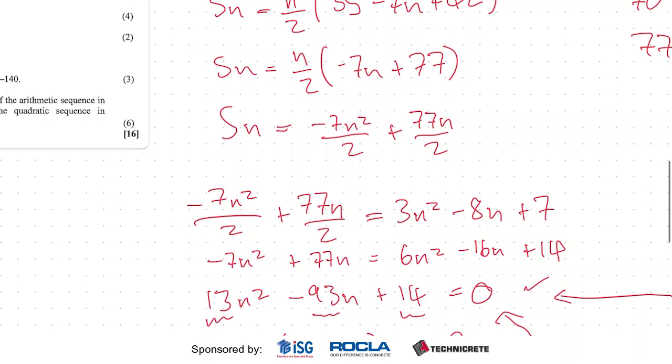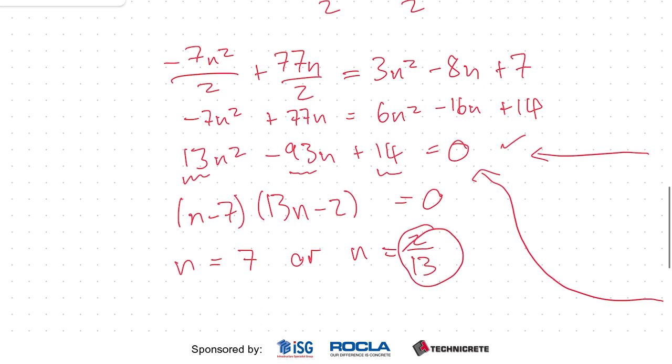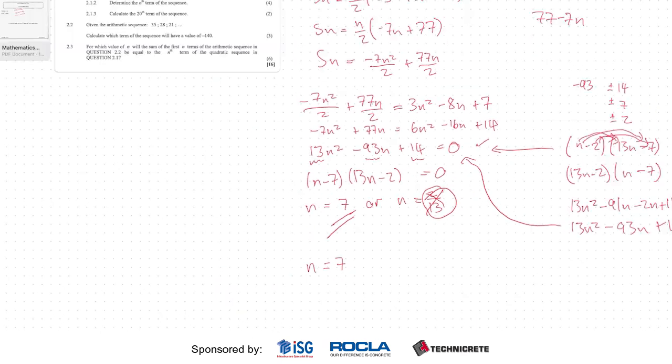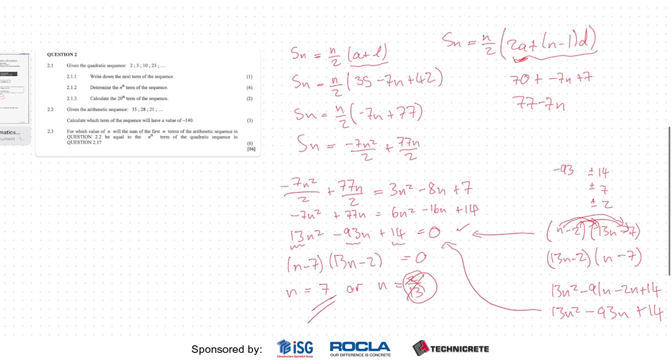Now we must remember we're trying to figure out a term in the series. So you can't have a term that's a fraction. This is just wrong. So the answer is actually 7. Your final answer is n equals 7. Tricky question, but I hope this video helps.